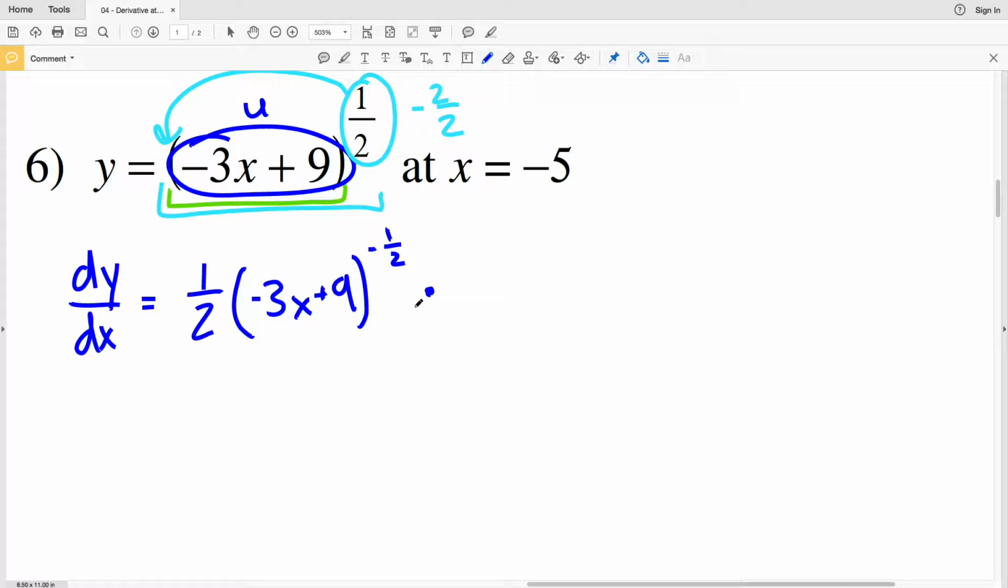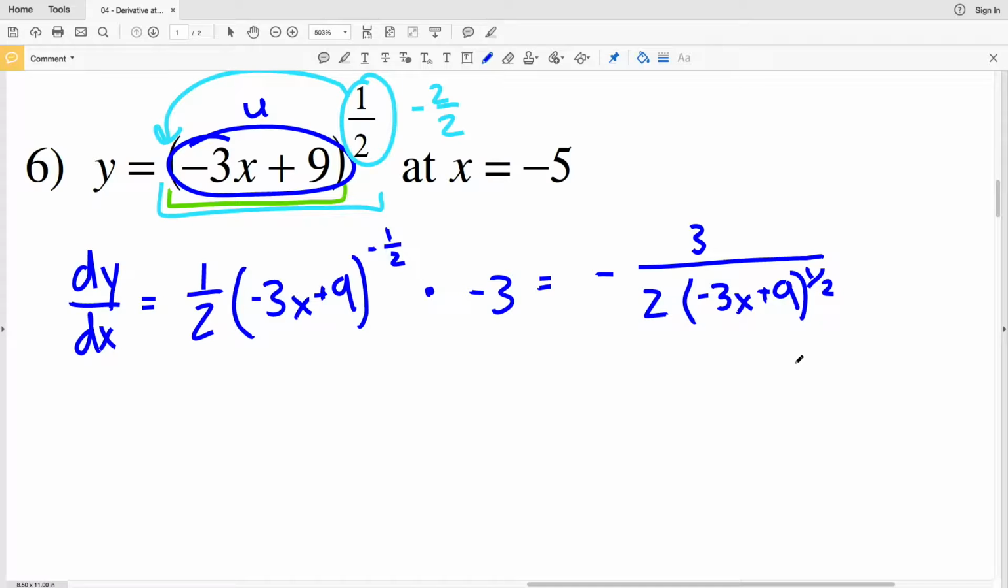And remember, that is multiplied by the derivative of u with respect to x. So the derivative of negative 3x plus 9. The derivative of 9 is 0, and the derivative of negative 3x is negative 3. So this will get multiplied by negative 3. Simplifying, I'll get negative 3 over 2 times negative 3x plus 9 to the 1/2. Or I can write that as 2 times the square root of negative 3x plus 9.